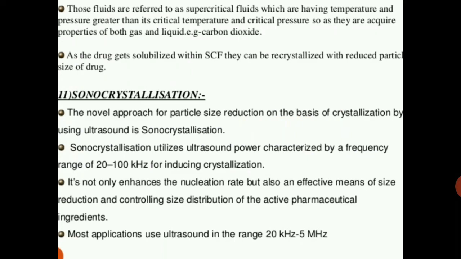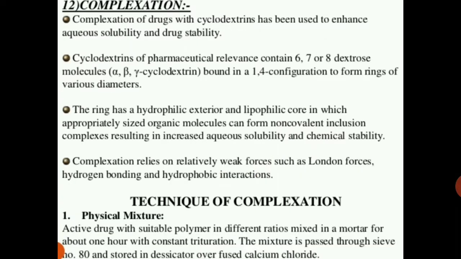Next one is sonocrystallization, the novel approach for particle size reduction on the basis of crystallization by using ultrasound. Sonocrystallization utilizes ultrasound power characterized by a frequency range of 20 to 100 kHz for inducing crystallization, and it not only enhances the nucleation rate but is also an effective means of size reduction and controlling size and distribution of the active pharmaceutical ingredients. Most applications use ultrasound in the range 20 kHz to 5 kHz.